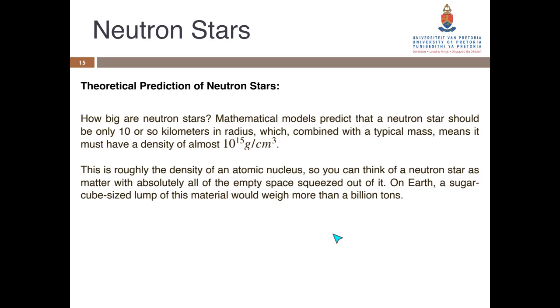Mathematical models predict that a neutron star should be only 10 or so kilometers in radius, which combined with a typical mass means it must have a density of almost 10 to the power 15 grams per cubic centimeter. This is roughly the density of an atomic nucleus. So you can think of a neutron star as matter with absolutely all empty space squeezed out of it. On Earth, a sugar cube-sized lump of this material would weigh more than 1 billion tons.